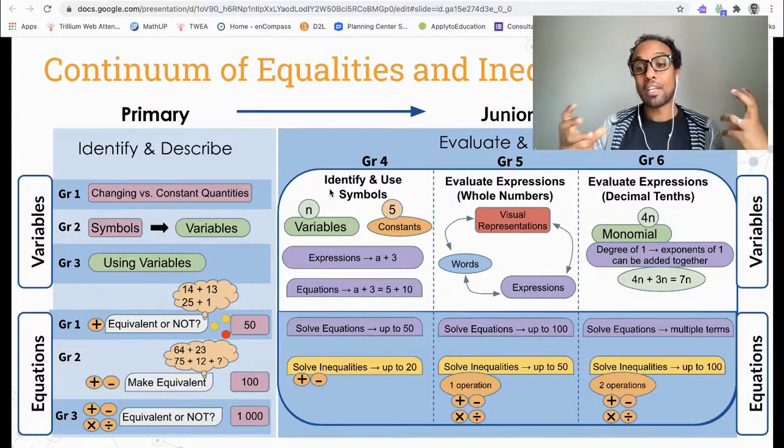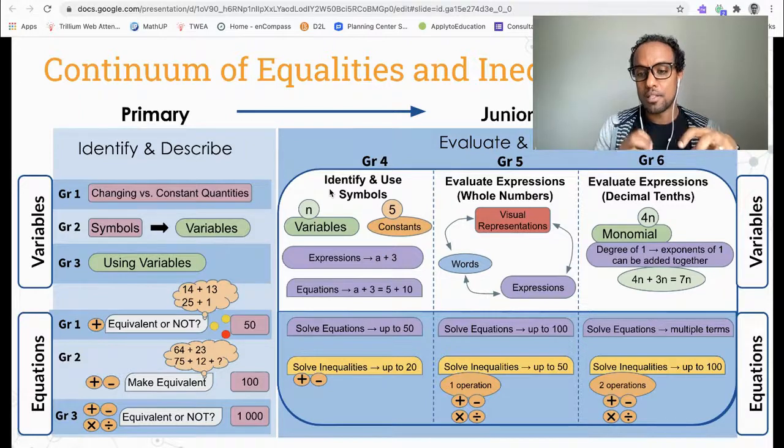And then the fact that you can add these to simplify, so 4n plus 3n is 7n, is a concept they're working up to in grade 6. So evaluating expressions. And they're also doing that to decimal tenths. So the evaluating expressions gets into the decimal realm as well.